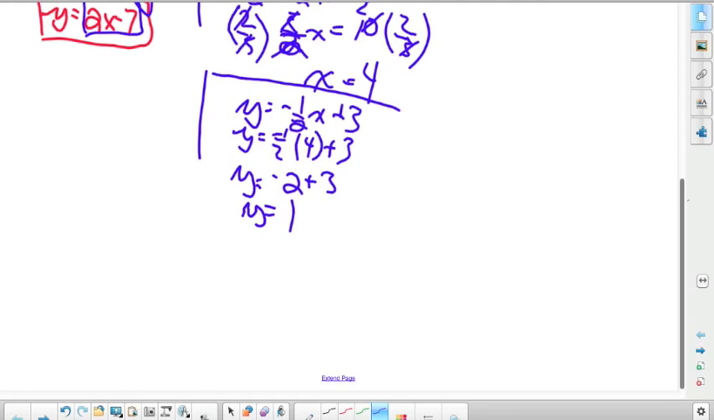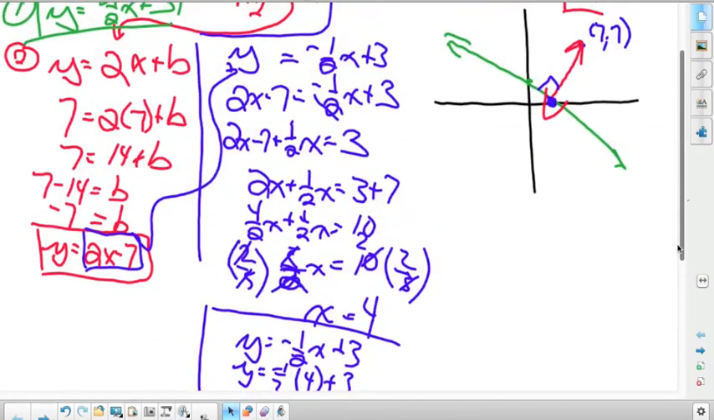So therefore, my point of intersection is 4, 1. So how that relates back to our diagram is that this point, although it doesn't look like it, is 4, 1. So we did all that work just to find that point. This should be the easy part now, hopefully. And it's actually applying what we just learned in this unit. How do we get that length now?